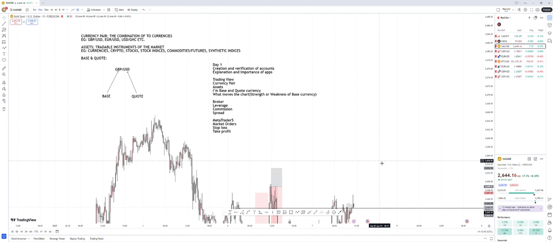Okay, so market orders, as I said, are the buy stop, buy limit, sell stop, and sell limit. And then we have the direct market orders, which are the buy and sell. That one you enter instantly. So those are the market orders we have for MetaTrader 5.